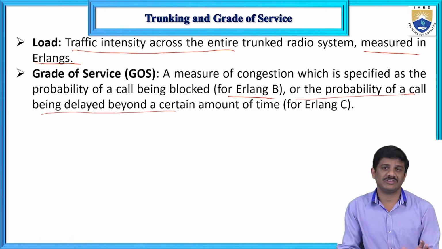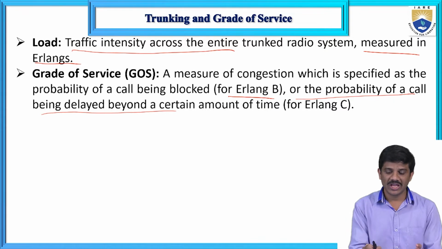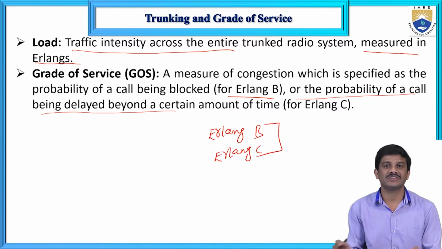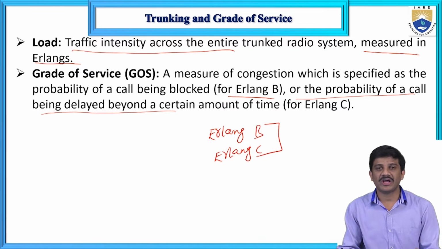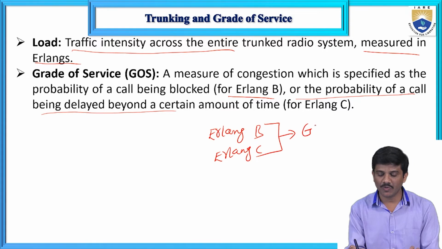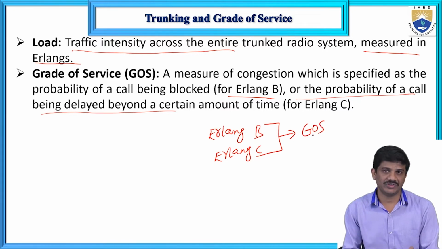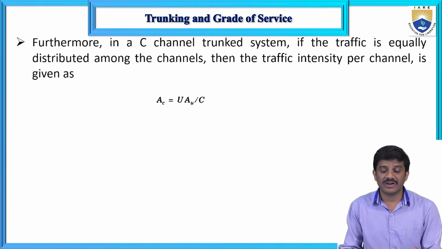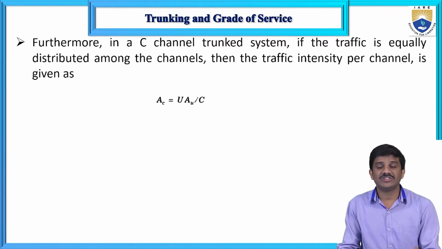Some researchers gave the Erlang B system and also the Erlang C system. Based on that, we can find out the GOS, that is the grade of service. We can find out the grade of service in the particular radio system. Coming to here, we can find out the C channel trunked system.